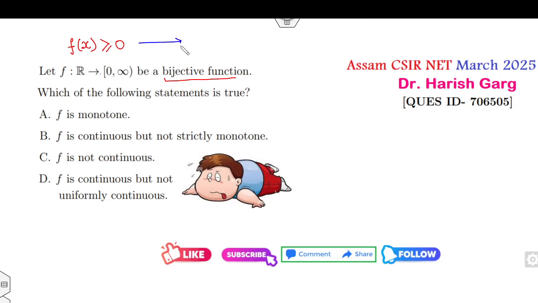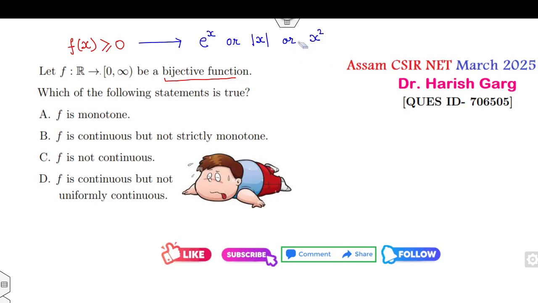Can you think of any function which is always positive? It is either e raised to power x, or mod of x, or x square. Is it okay? These are the functions which are always positive. Or cos x? No. Can you say cos x is always positive? No, when it lies in the second quadrant, it's negative.